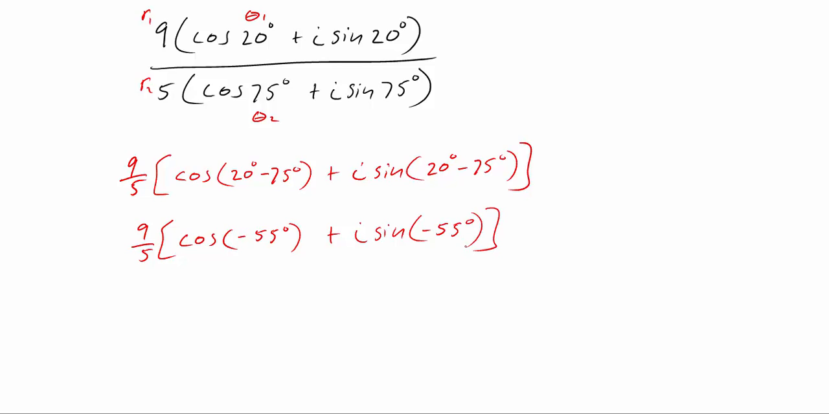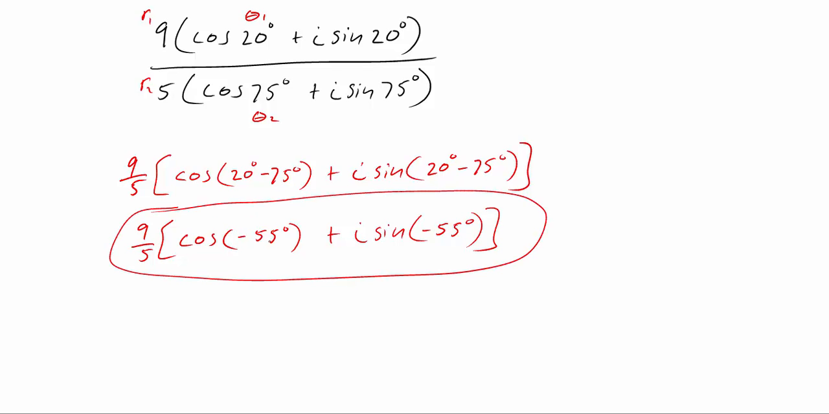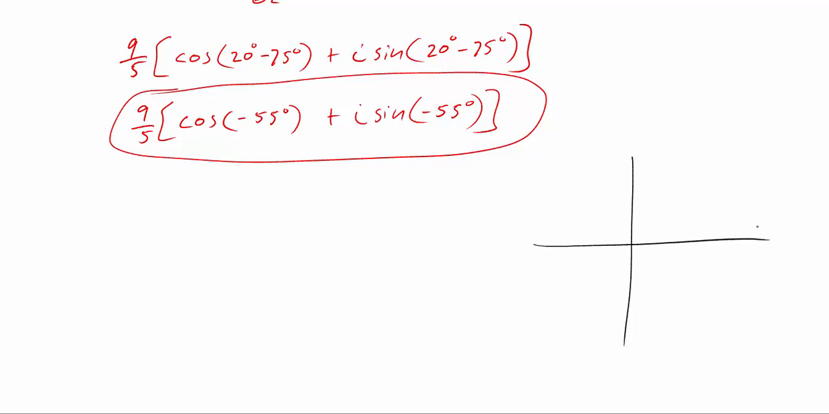Now, there's nothing wrong with this answer. This is a correct answer. Now, I will tell you that a lot of times we're not going to leave the angle as a negative angle. In other words, if we were to locate negative 55 degrees, it is located down here in the fourth quadrant. And we may want to look at what is going to be the positive angle if we went all the way around this direction.